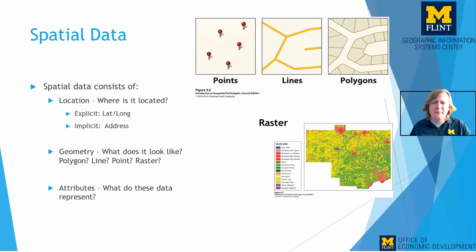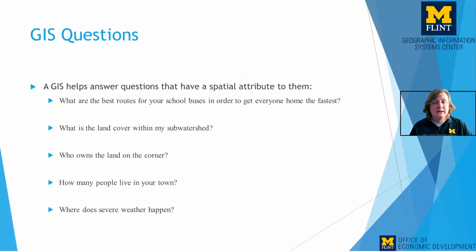And then what do these data represent? And that's what we have the attributes for, our table data, to understand what is that line? What does it represent? Is it a river? Is it a road? What is the name of that river? What is the name of that road, for example? So all of this spatial data, GIS allows us to answer questions. Any sort of question that you can think of, I like to think that GIS can help, at the very least, answer that question.